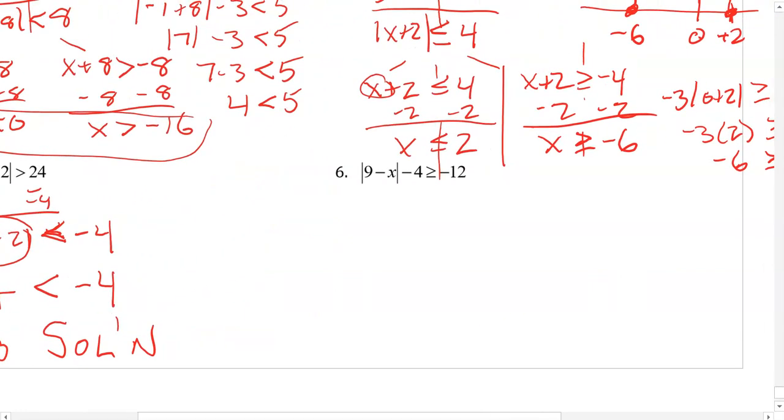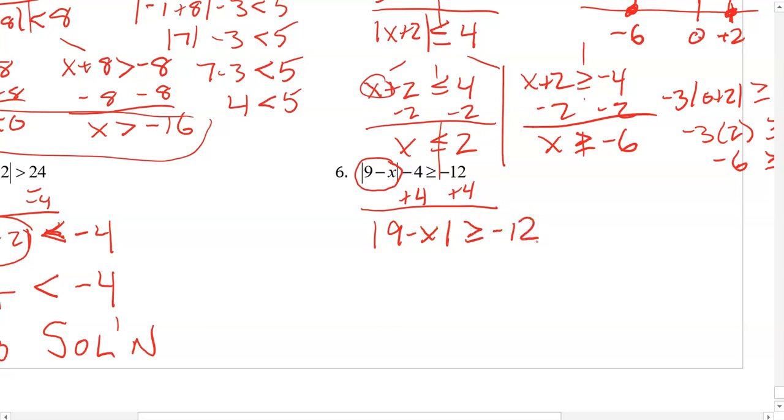On number 6. Here I'm going to add 4 to each side. So I'm going to work outside of the absolute value first. I'll add 4 to both sides. And the absolute value of 9 minus x is greater than or equal to negative 12.